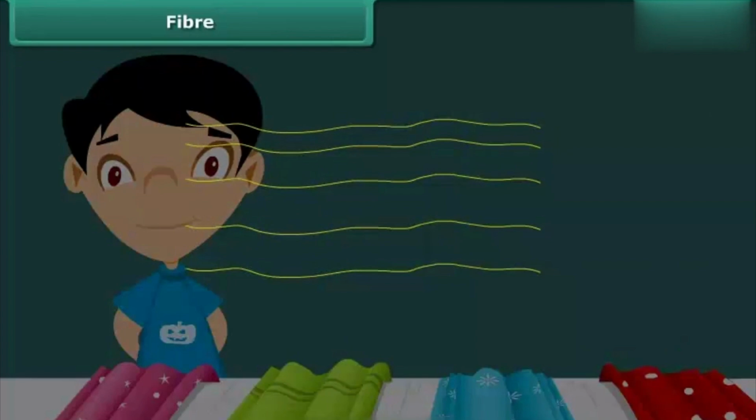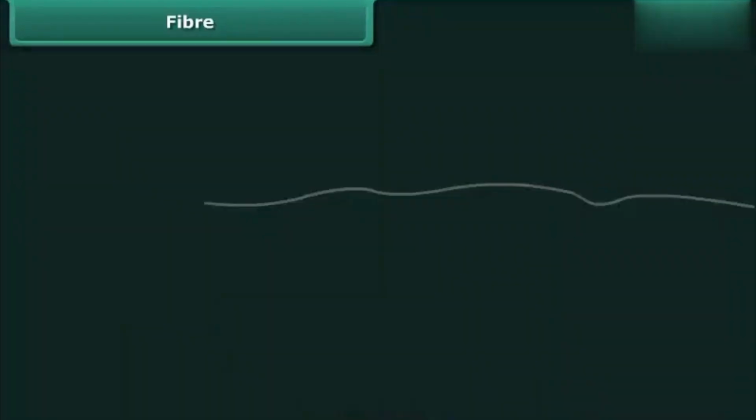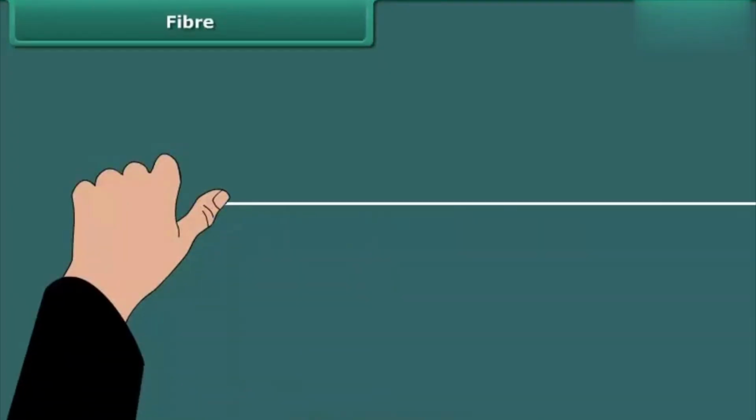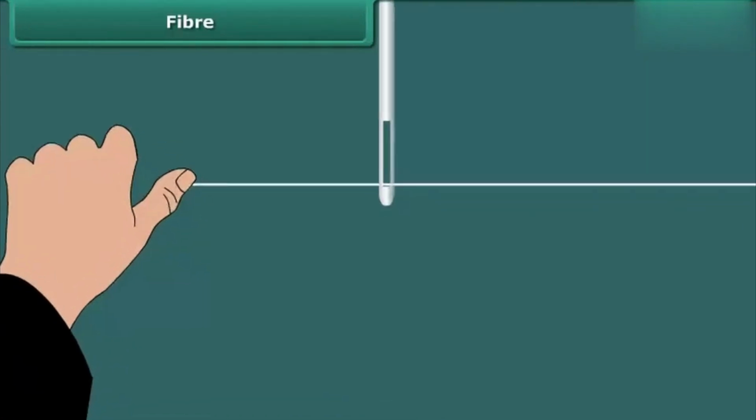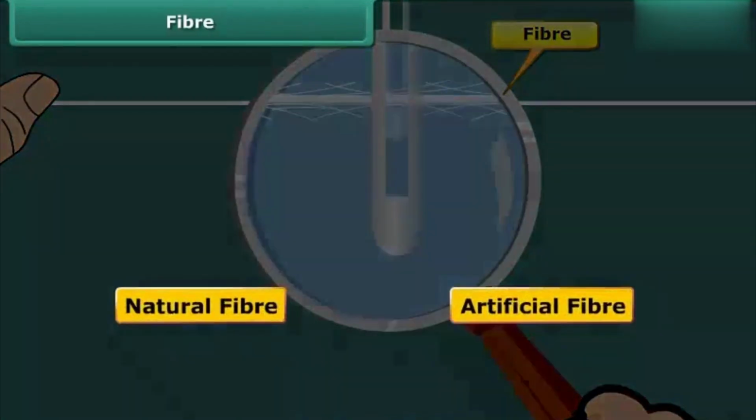To understand this, take a piece of fabric. Take out a yarn from it. Now press one end of the yarn with your thumb. Scrub the other end of the yarn along its length with a needle. You can see that the yarn splits into thin strands. These thin strands are fibers. Fibers can be both natural or artificial.